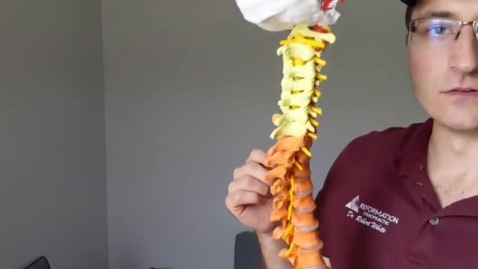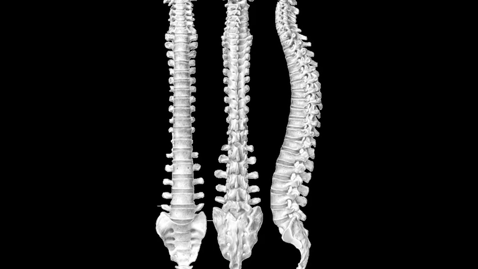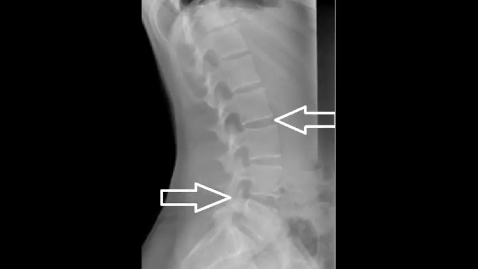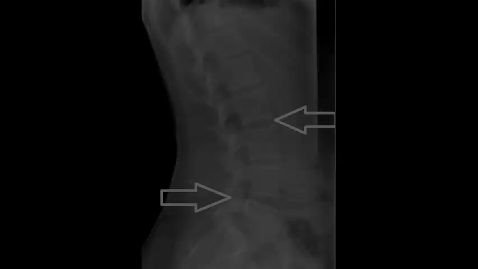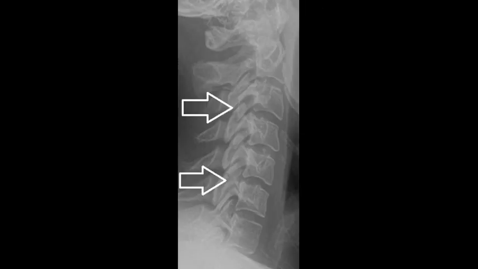Let's take a look a little closer. The spine is made up of 24 movable segments that we call vertebrae. And these vertebrae are joined together by joints. They're designed to fit together in a particular way. If we take a look at it from the side, these joints in the back are called facet joints. These joints were designed to fit perfectly one on top of another like a bunch of Lego pieces. And these joints are all the way down the spine.